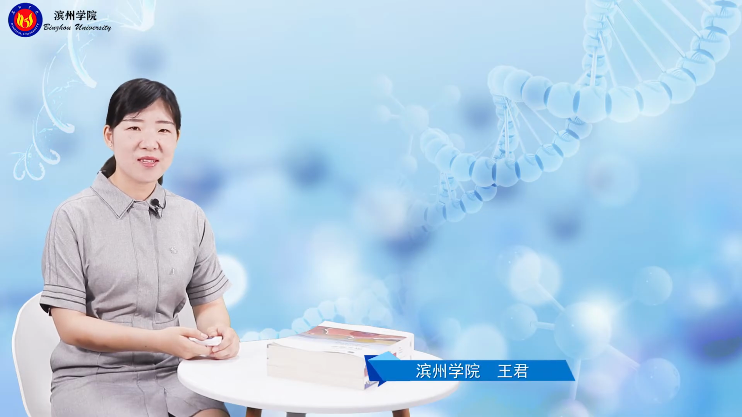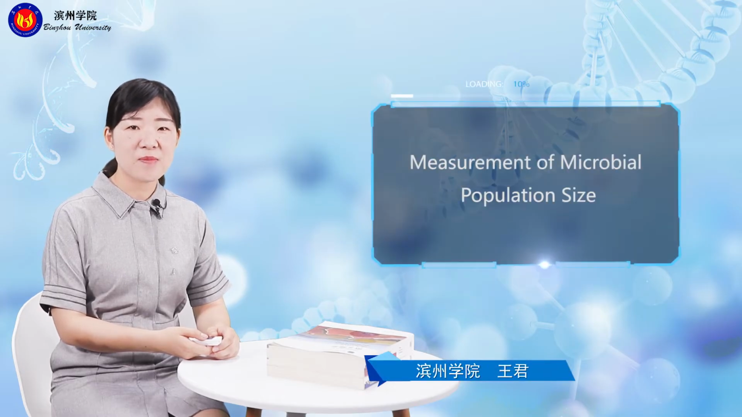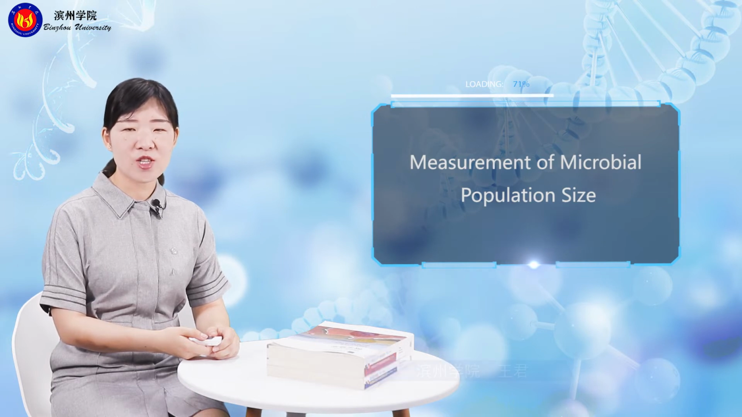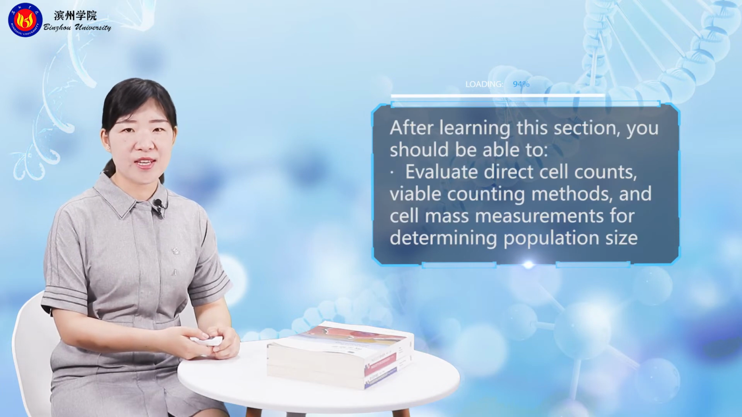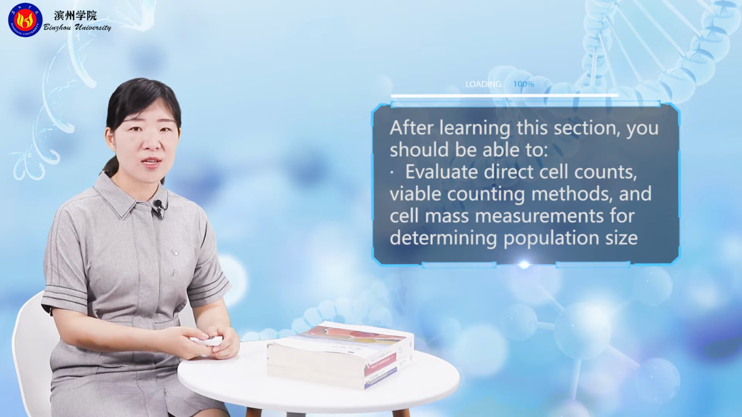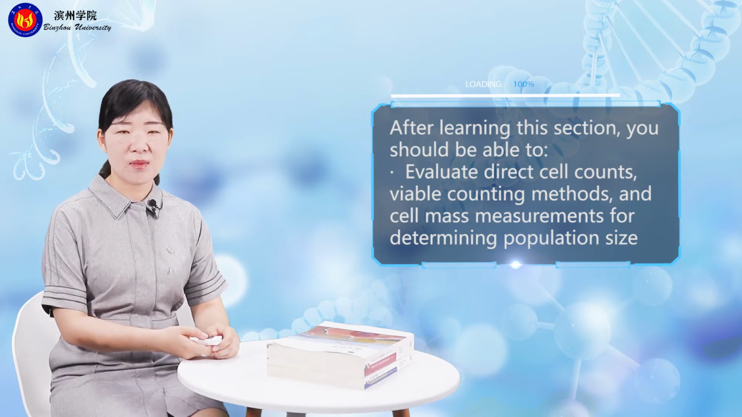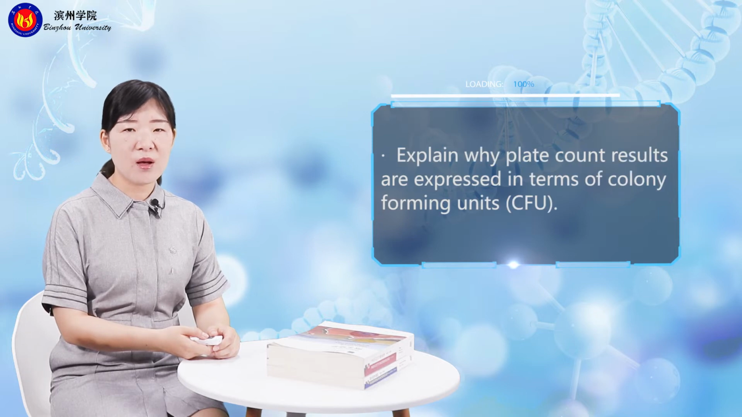Hello everyone. This section is for measurement of microbial population size. After learning this section, you should be able to evaluate direct cell counts, viable counting methods, and cell mass measurements for determining population size, and explain why plate count results are expressed in terms of colony-forming units.